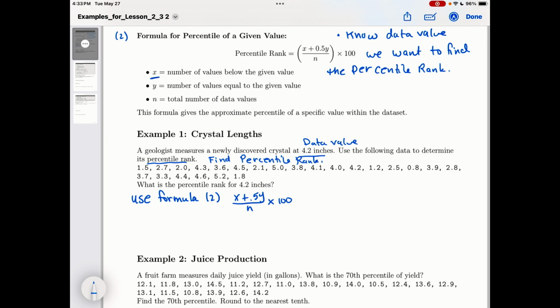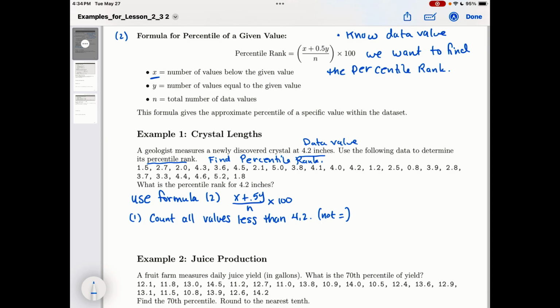Looking at the variables of the formula, x represents the number of values below the given value. That means x is the number of values that are less than 4.2. So for step 1, we need to count all values less than 4.2, not equal to, just less than.